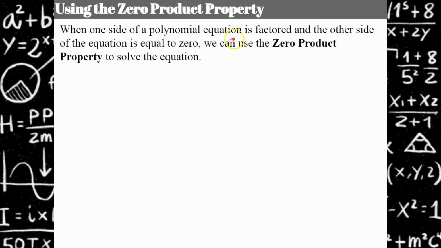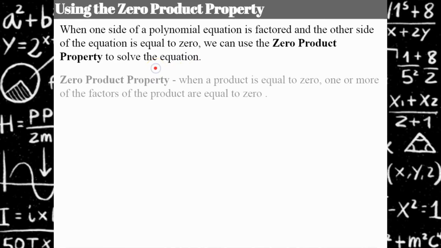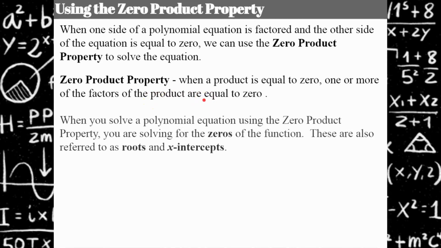So when one side of a polynomial equation is factored and the other side of the equation is equal to 0, we can use the zero product property to solve the equation. The zero product property states that when a product is equal to 0, one or more of the factors of that product must be equal to 0. So when we solve a polynomial equation using the zero product property, we're solving for, quote unquote, the zeros of the function. They also can be referred to as the roots. And when you graph the function, they would be the x-intercepts. So your roots are the points where the function crosses the x-axis.